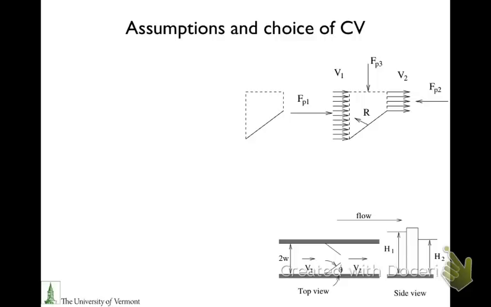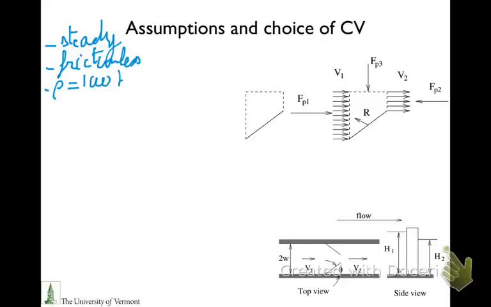So, as far as our assumptions are concerned, and the choice of the control volume, for our assumption we're going to use steady flow, frictionless as well. And we are going to assume that rho, the density of water, is equal to 1000 kilogram per meter cube.